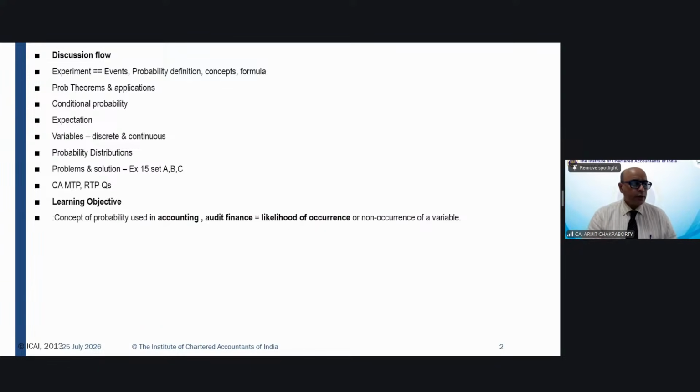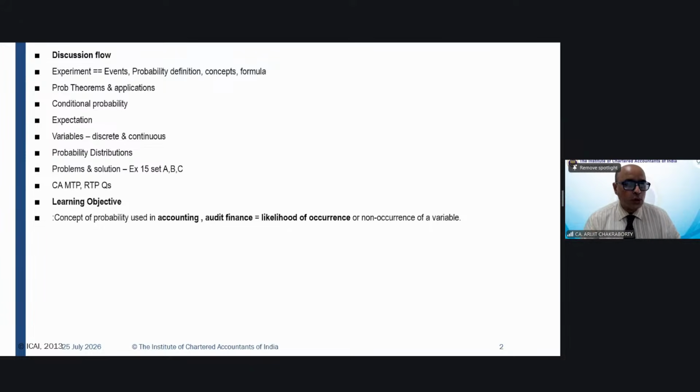As I was mentioning, this concept of probability, I was also narrating to you in the last session we had on chapter 14, where we had an in-depth discussion on measures of central tendency and dispersion. I also reminded you to please keep in mind that dispersion and central tendency are not only a scoring part of our curriculum, but also have a lot of practical applications.